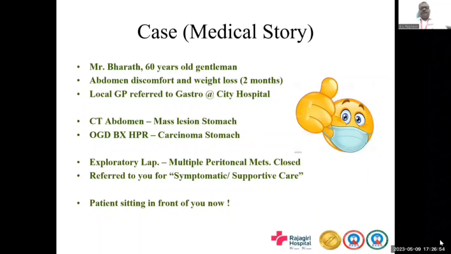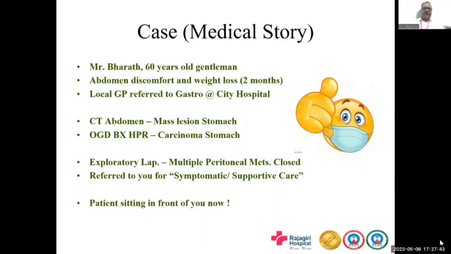For that, just a simple medical case history. Mr. Bharat, who is a 60-year-old gentleman, 2 months ago started experiencing abdominal discomfort and weight loss. He initially went to the local GP and took some medications for about a week's time. And then after some basic evaluation, the local GP referred the patient to the gastro specialist at the city hospital, where some investigations were done. CT abdomen showed a mass lesion in the stomach, and OGD biopsy showed histopathology as carcinoma stomach. An exploratory laparotomy was done, which showed multiple peritoneal metastasis, and hence no specific surgical intervention was possible.